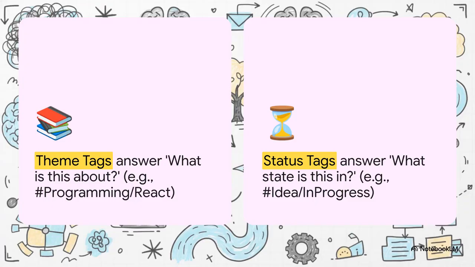Okay, now this is a total game changer. The magic really happens when you split your tags into 2 different types. You have theme tags, which answer what's this about, and you have status tags, which answer what state is this in. That little distinction lets you do incredibly powerful things, like find all your in-progress ideas that are about React. I mean, that's a level of surgical precision that most systems just can't touch.